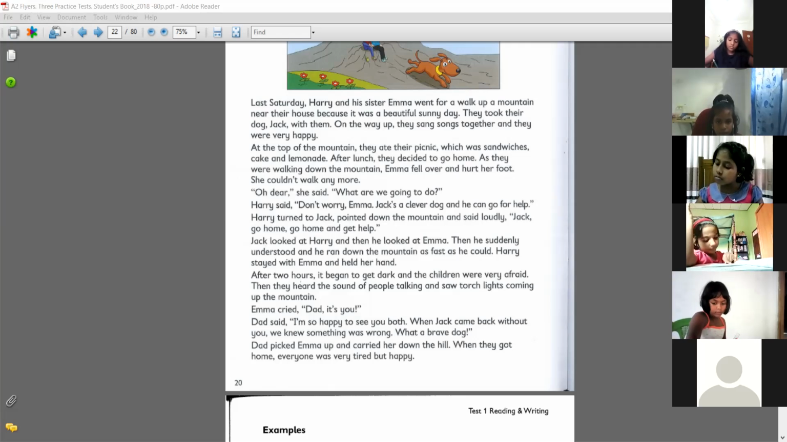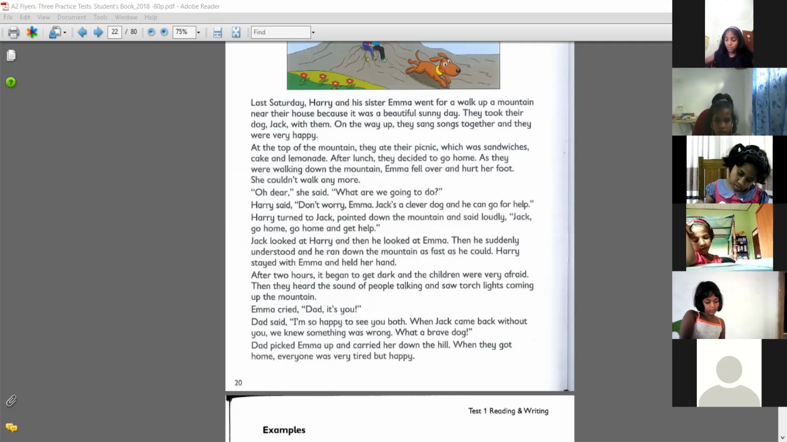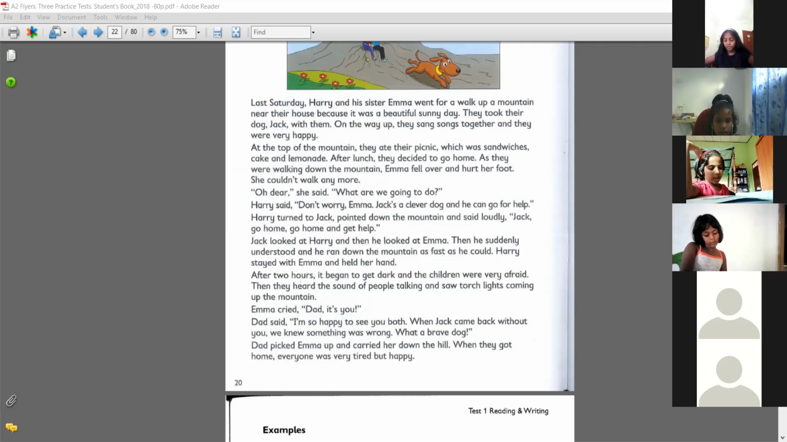At the top of mountain, they ate their picnic, which was sandwich, cake, and lemonade. After lunch, they decided to go home. As they are walking down the mountain, Emma fell over the hurt her foot. She couldn't walk anymore. "Oh dear," she said, "what are we going to do?" Harry said, "Don't worry, Emma. Jack's a clever dog and he can go for help."